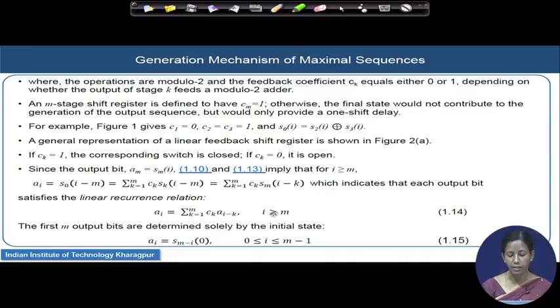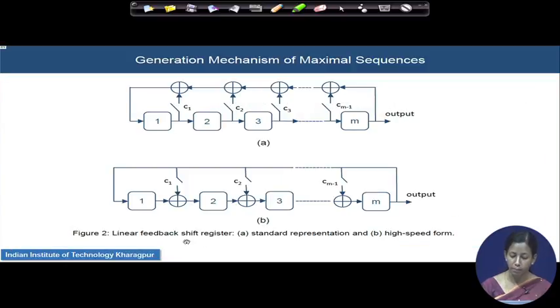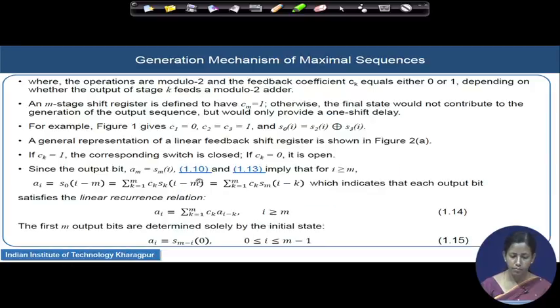For i greater than or equal to M, you are always getting a linear relation, A_i equal to the sum of C_k A_(i minus k). And whatever you are getting for i less than M minus 1, A_i will be the value stored in the corresponding stage. I hope it is clear.